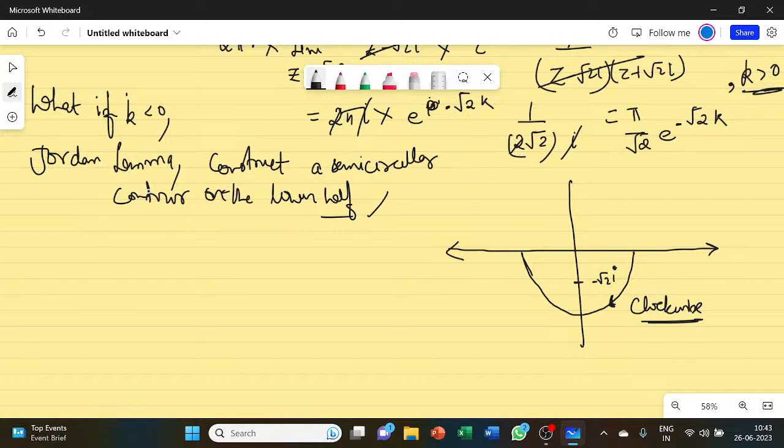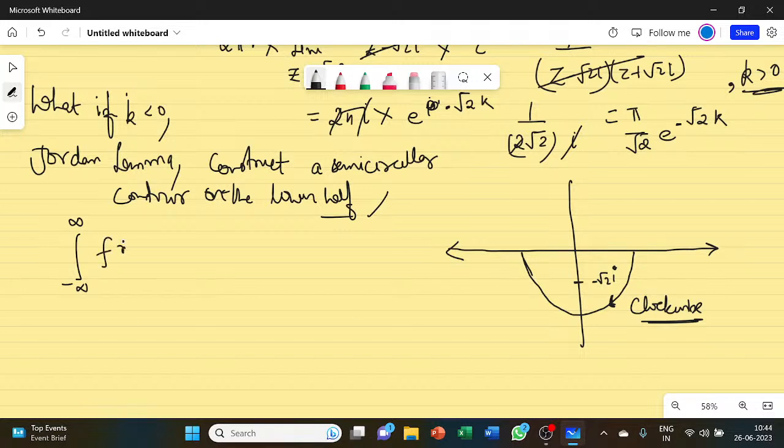So basically what will happen, why? Because this k is less than 0. So for example, if I have to take it from minus infinity to infinity, if k is less than 0, then it will go from infinity to minus infinity. So just to balance it, I have to take a contour which is oriented clockwise.